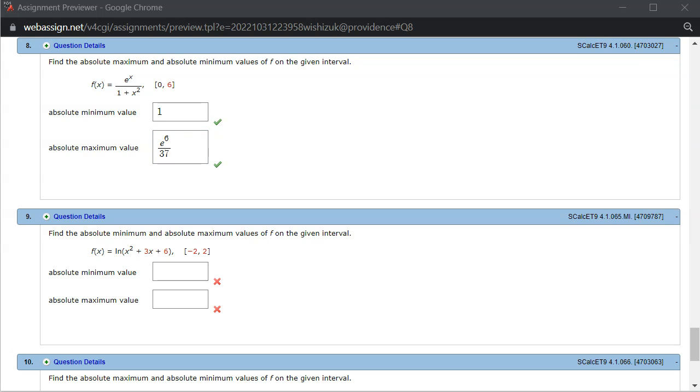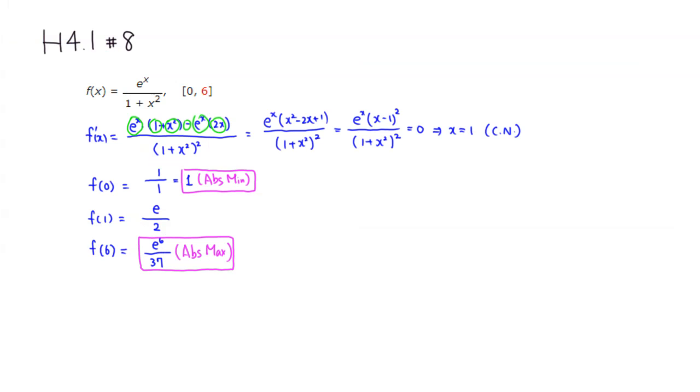I came back and it looks like we got both of them correctly. All right, that's it. I hope that this was clear.